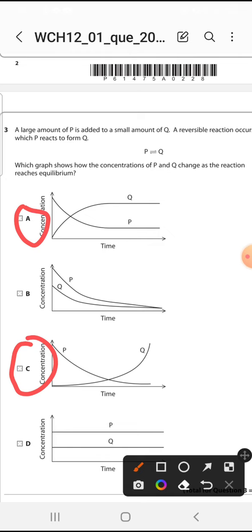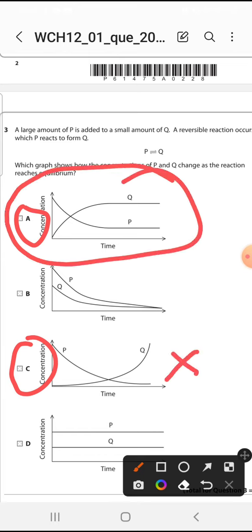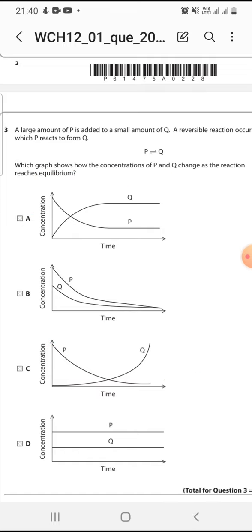So when it reaches equilibrium, P and Q concentrations have to be constant, but the C one says something like Q is infinitely forming, so this has to be wrong. So the answer we can only get is A here. So that's the normal shape of the concentration graph for an equilibrium reaction, you know that. So the answer will be A here.